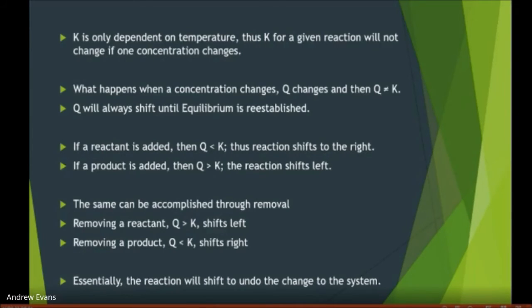The most common way to remove a product would be to, say, turn it into a liquid, condense it. Because remember, liquids and solids did not play a part in the equilibrium expression. So if you turn it into a liquid and trap it as a liquid, suddenly it's out of the equation.